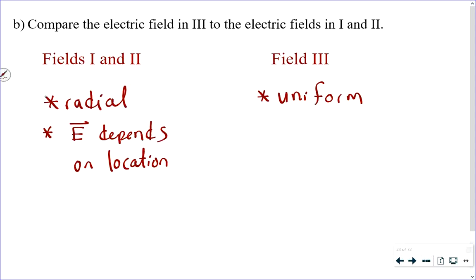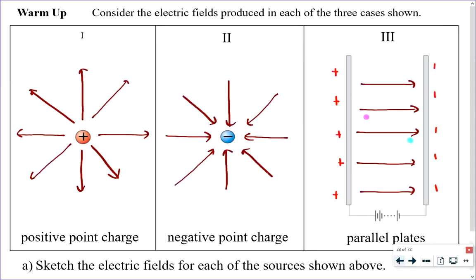Because when I go back and take a look at these two points in space, not only is the electric field at pink larger in magnitude than the electric field at blue, but the electric field at pink is in a different direction. The electric field at pink is this way, the electric field at blue is this way. So everything is different depending on the location.